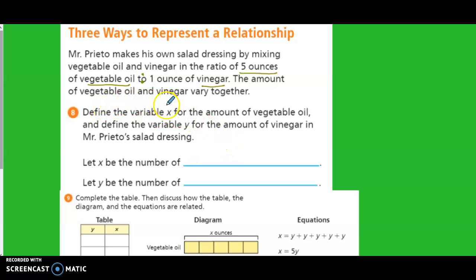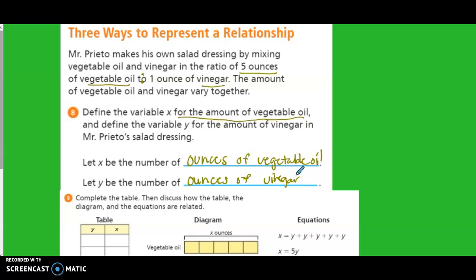Define the variable X for the amount of vegetable oil. And define Y. So they have chosen the letters for us. So X will be the number of ounces of vegetable oil, and Y will be the number of ounces of vinegar.